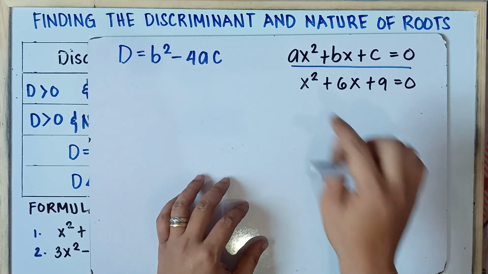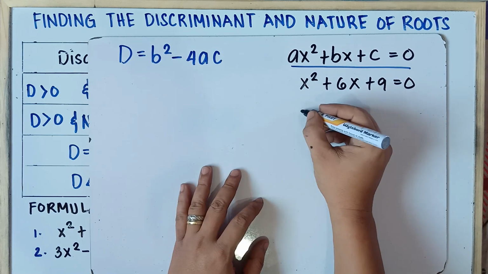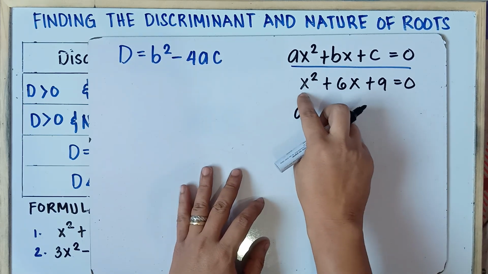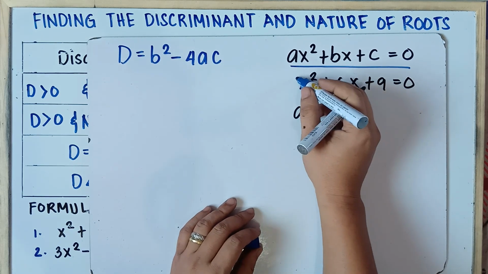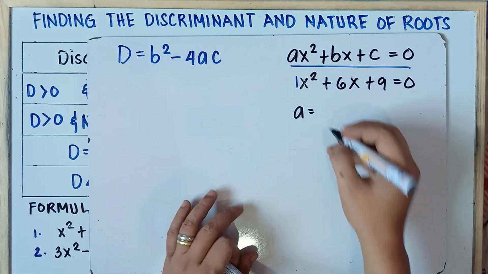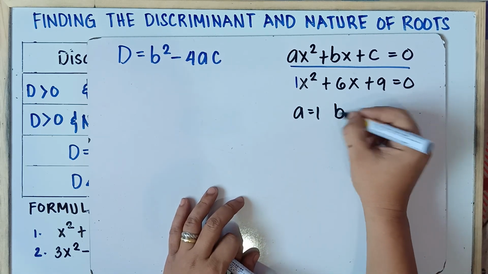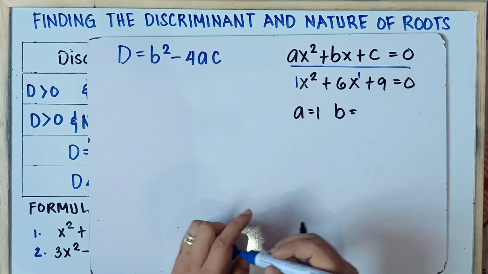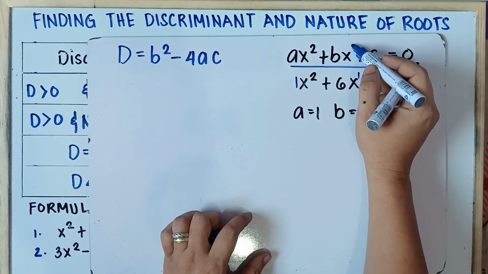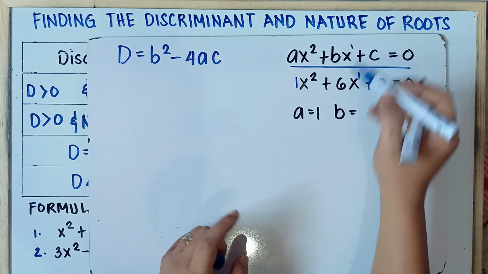So we need to find the values of a, b, and c. Our a is beside x squared. Understood that if we don't see any number beside x squared, there's a 1 there. So our a is 1. Our b is beside x, which has an exponent of 1. So 6x, understood, is bx here, and x has an exponent of 1.